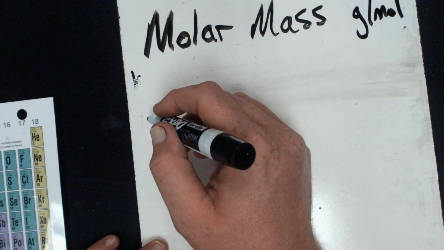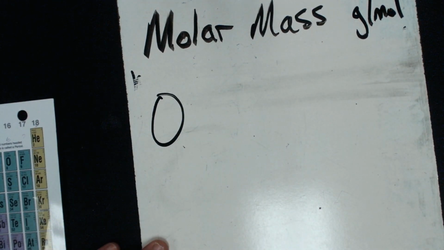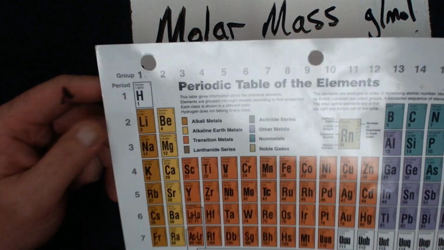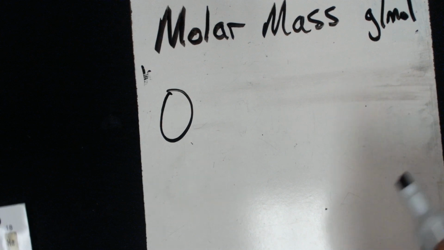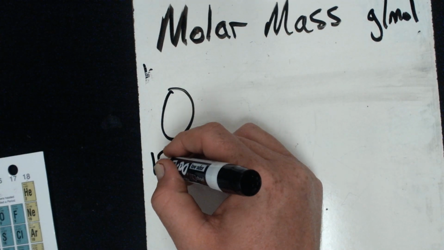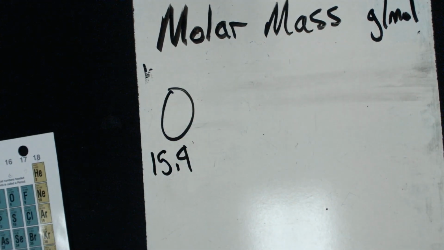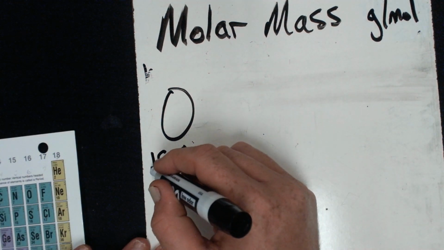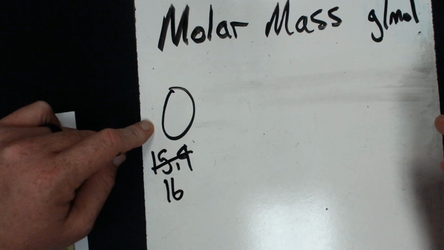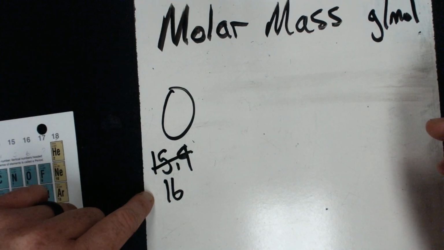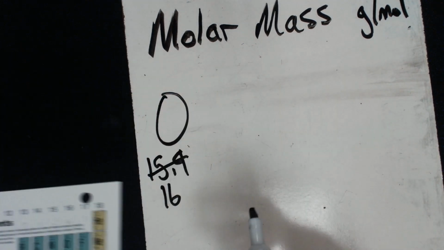So let's talk about oxygen. If we look on the periodic table, it's right here, and I know you can't see this, but it's 15.999. We often just round this to make it easy. So if I was to round this, I would round it to 16. So 1 mole of straight oxygen, the mass is 16. I got that from this periodic table.